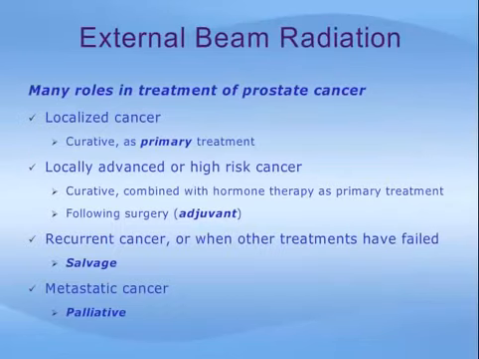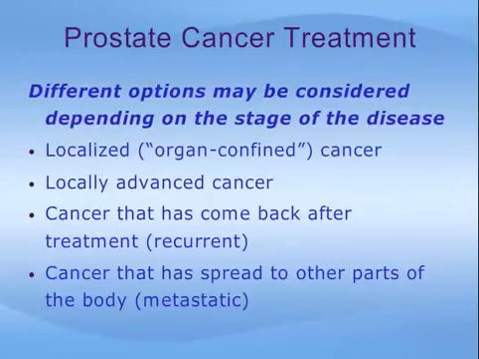Organ confined, when it is felt to be entirely contained within the borders of the prostate. Locally advanced, when there is suspicion or evidence that it has escaped through the capsule of the prostate or into nearby structures. Recurrent, when it has previously been treated and then come back. And metastatic, when it has spread to other parts of the body, away from the prostate.